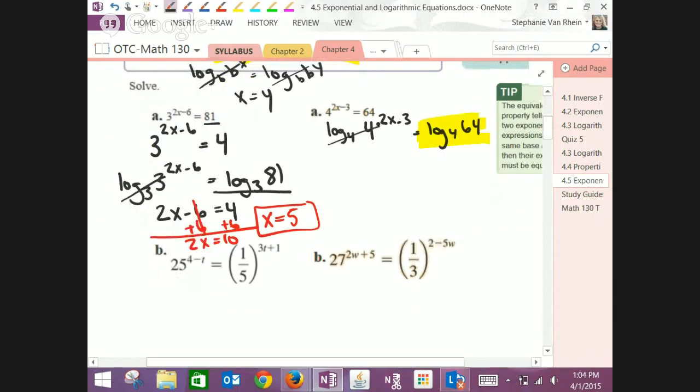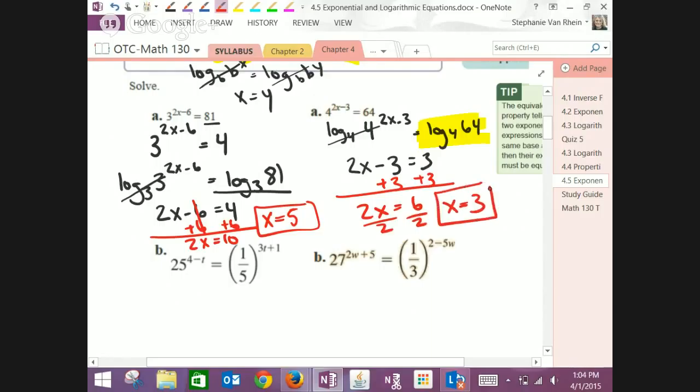So log base 4 on the left-hand side is going to simplify to be 2x minus 3. That's going to equal 3. So now if I add 3 to both sides, I end up with 2x equals 6. Divide both sides by 2, and I get x equals 3. So the whole point of the algebra is to get what x equals for the left-hand side of the original equation to equal the right-hand side.